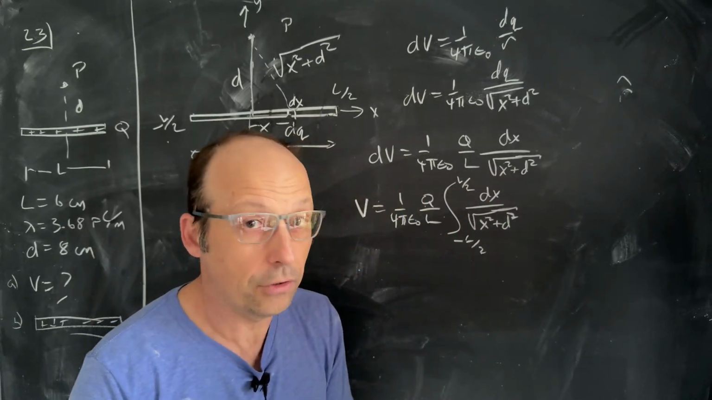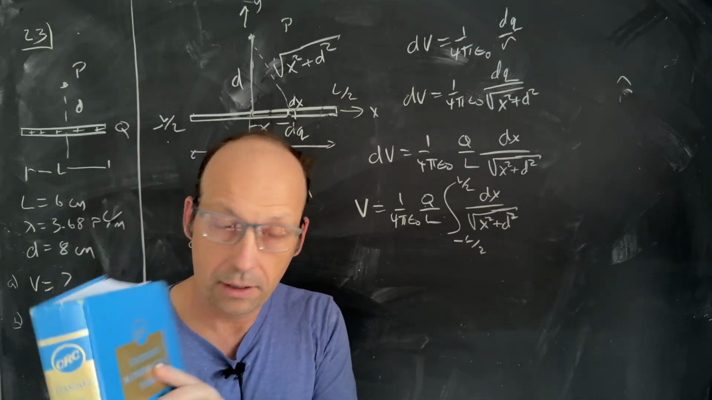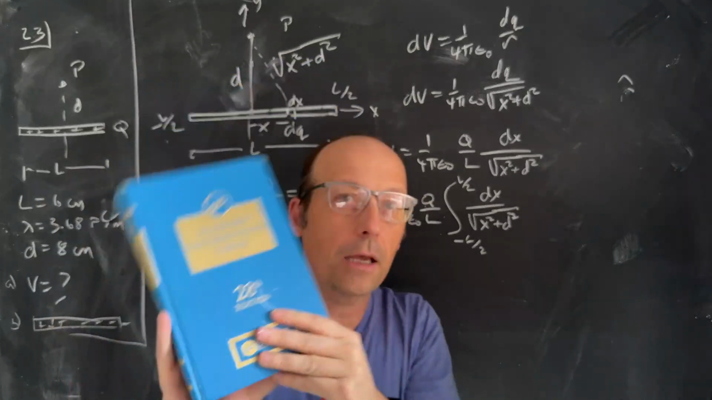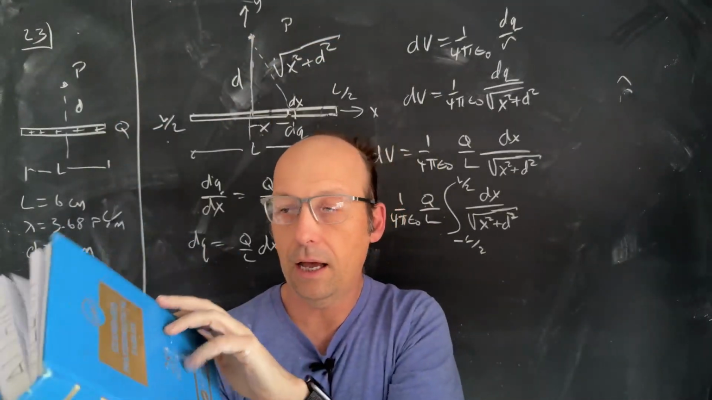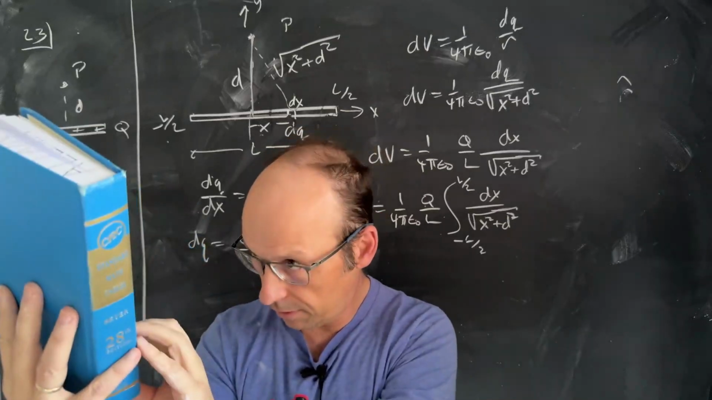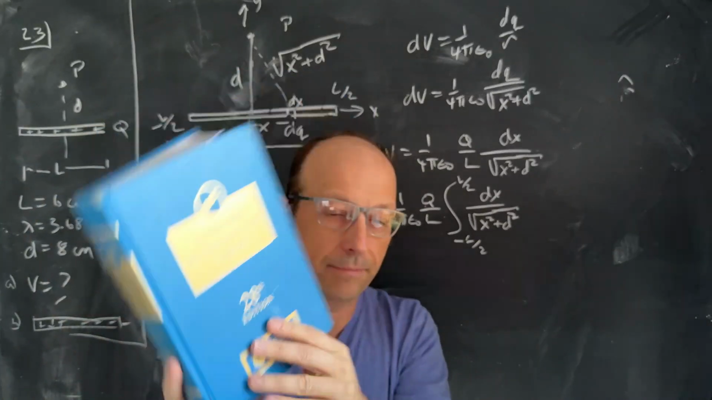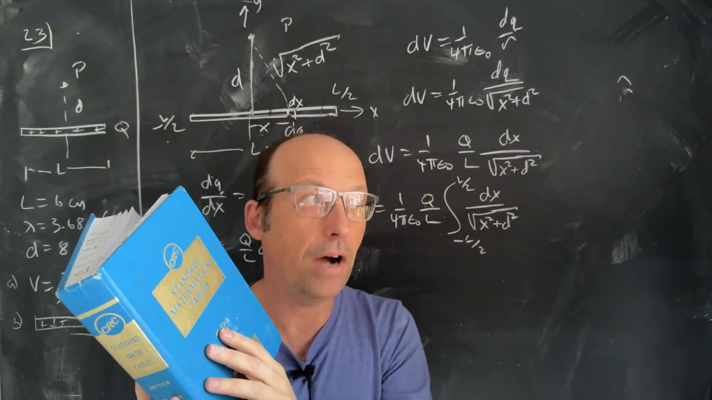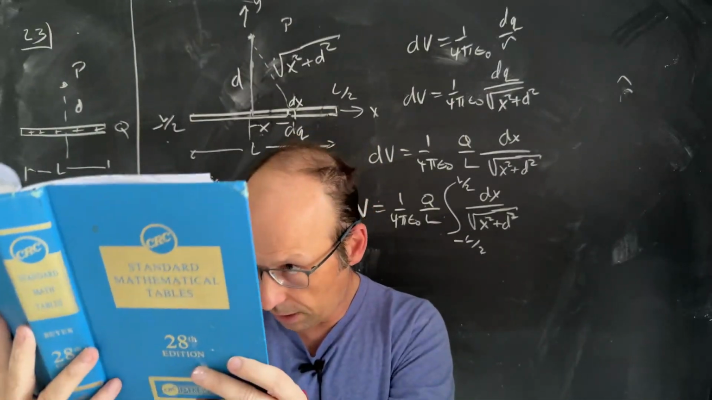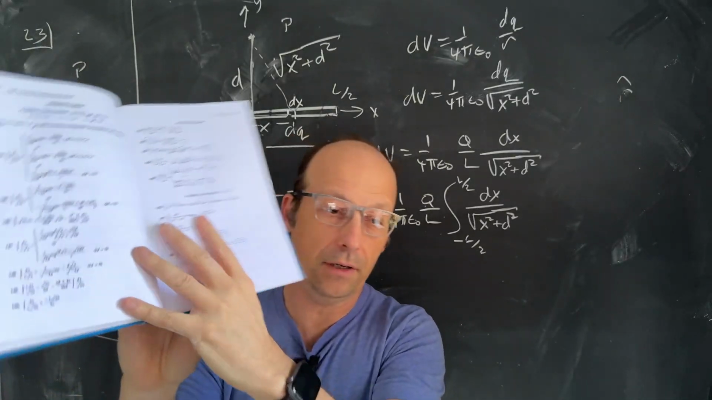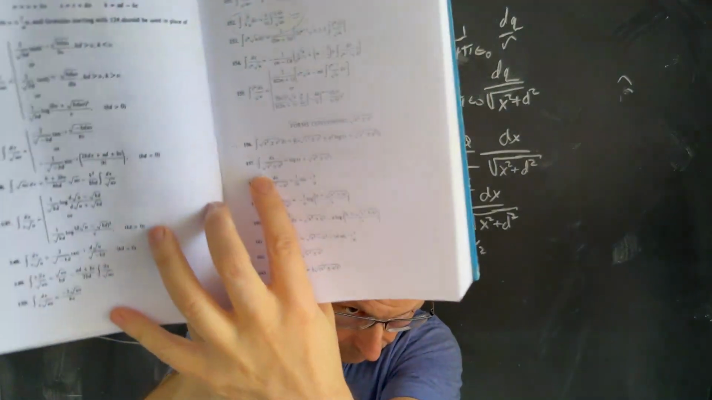So in this case, I'm going to use my math table book. You can look it up online if you want. I'm not going to judge you. But I like my math table book. I got it when I was an undergraduate. I'm on the 28th edition. This is the CRC math table book. What you need to do is look up in here and find that integral. And I did. It's number 157 in my book. Can you see that? 157 is right there.